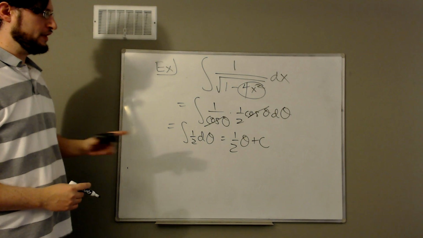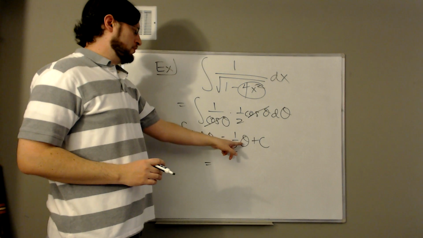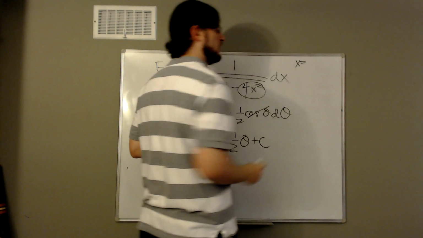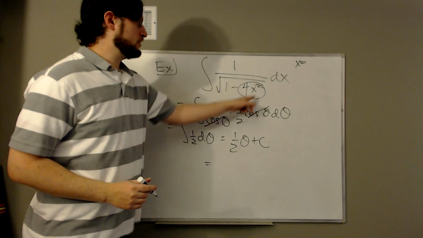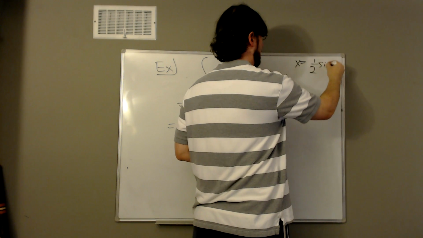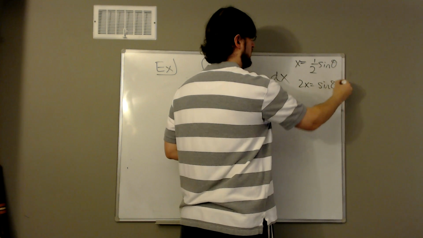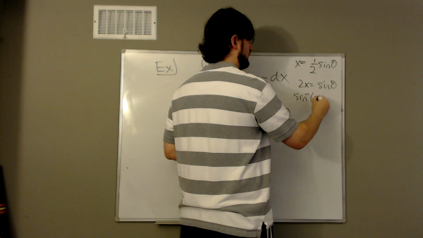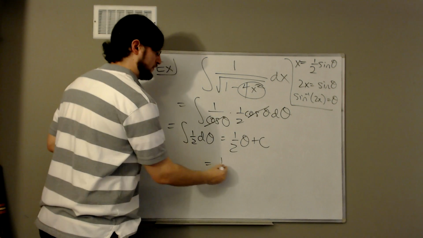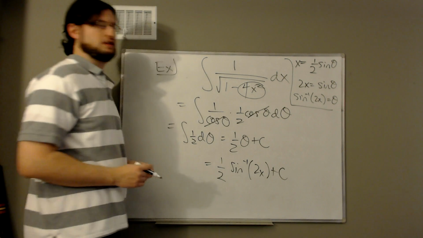Finally, we need to evaluate theta. So then we still need to solve for theta. In order to solve for theta, we go back and look for our x equals that we had somewhere previously. We discovered that x was 1/2 sine theta. And if x is 1/2 sine theta, then 2x is sine theta. And so sine inverse of 2x is theta. And I can substitute that back in for theta, and I get 1/2 sine inverse 2x plus c.